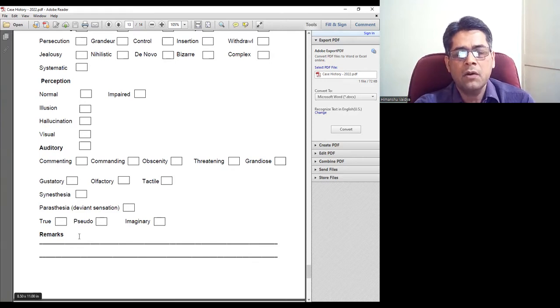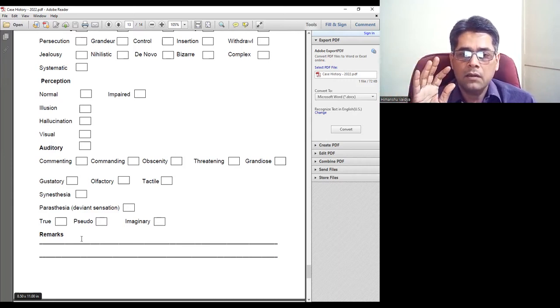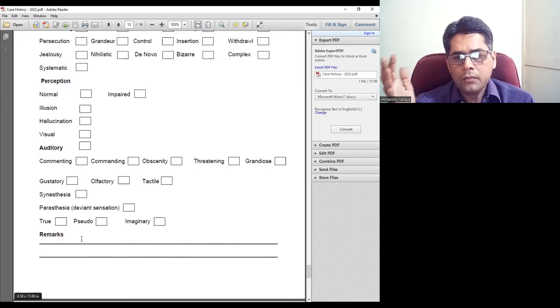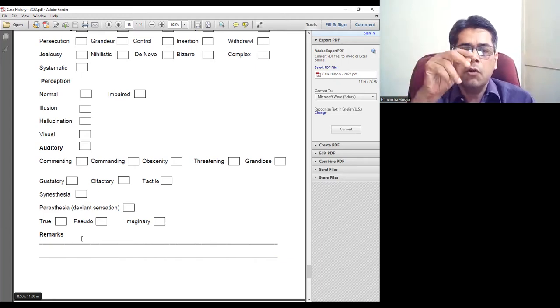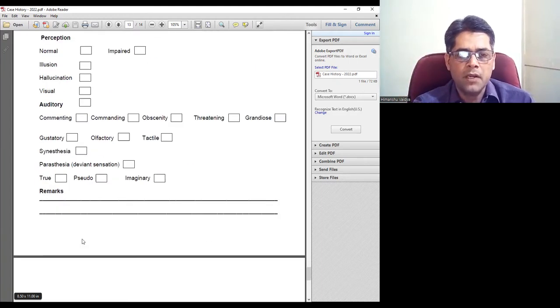And lastly, we write down the remarks. So here we note down the contextual, the qualitative, the causal, the healing aspects related to anything that we have ticked above or noted above. We detail it out here in remarks.